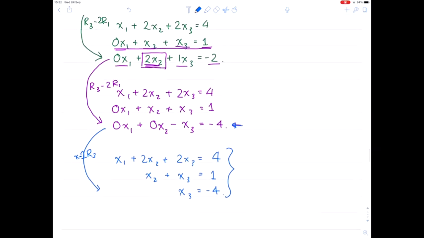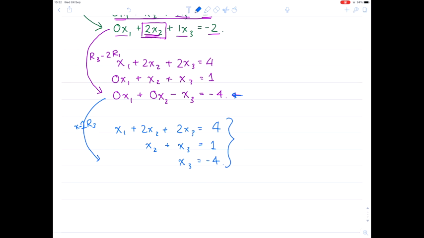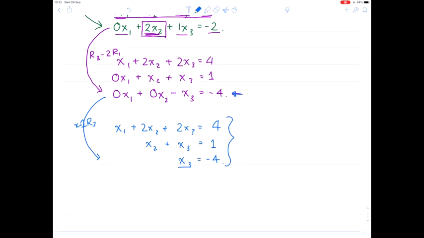But notice that with the work that we've done, we can now actually read off the solution very easily, because our third equation tells us exactly what x3 has to be equal to. We know that we have to have x3 is equal to minus 4, and now we can plug that minus 4 into the x3 in our second equation, which will tell us that we have to have that x2 minus 4 is equal to 1, so straight off we know that x2 is equal to 5.